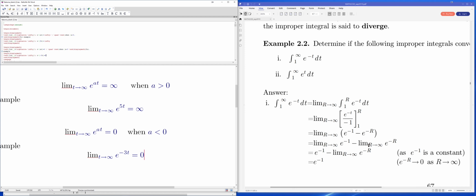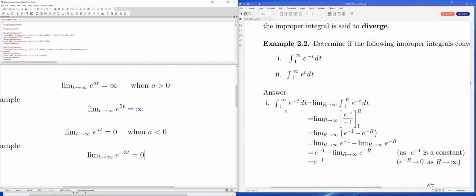Now both of these integrals, you can get a finite value from them. So the limits exist in both cases. In this case you get e to the minus 1. In this case over here you get 0. So this works out to be e to the minus 1.